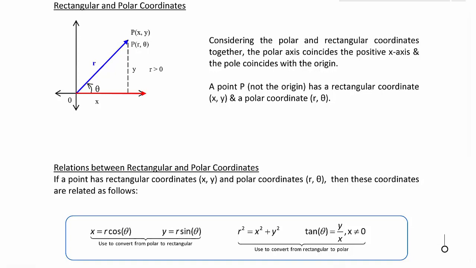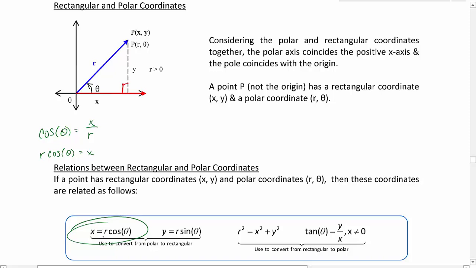Let's look at our diagram. What we have here is a right triangle, so our right angle trig applies. SOHCAHTOA applies here. And if we think about SOHCAHTOA, cosine of that angle theta is going to be equal to our adjacent over our hypotenuse, x over r. And if we just solve this equation for x, multiplying r on both sides, we get x to be r times cosine theta. So that's our first relationship there.